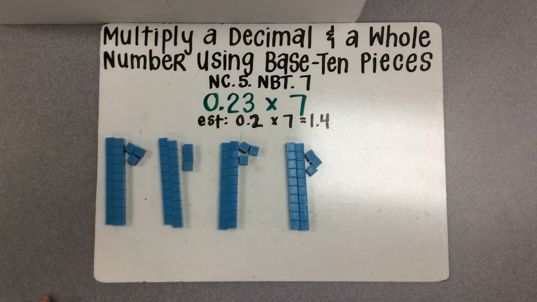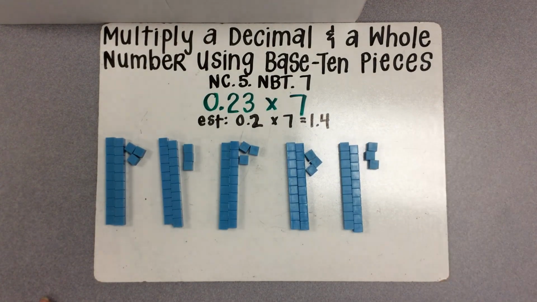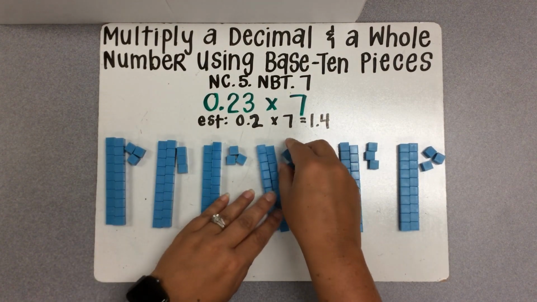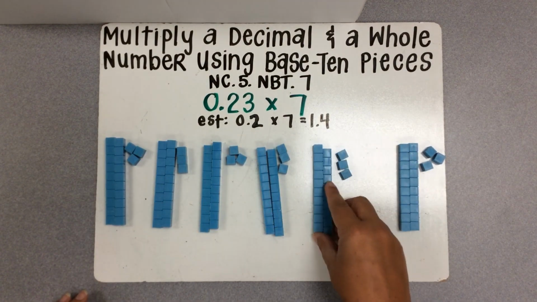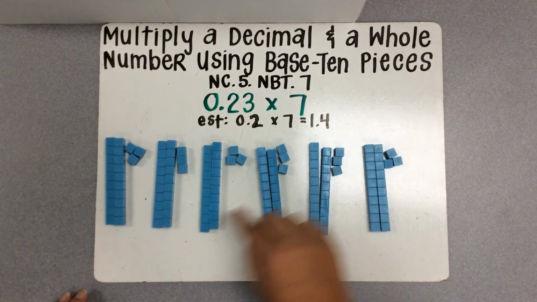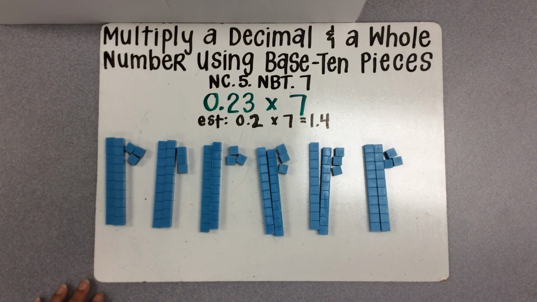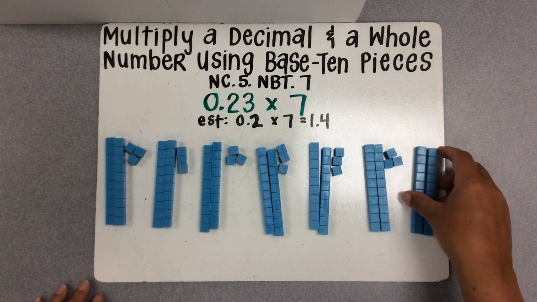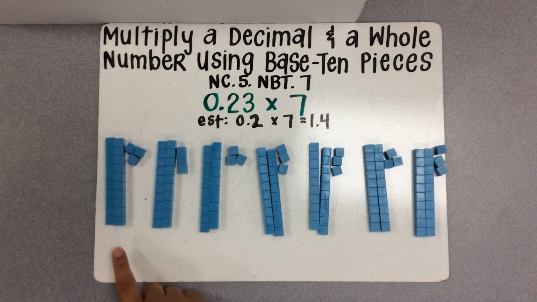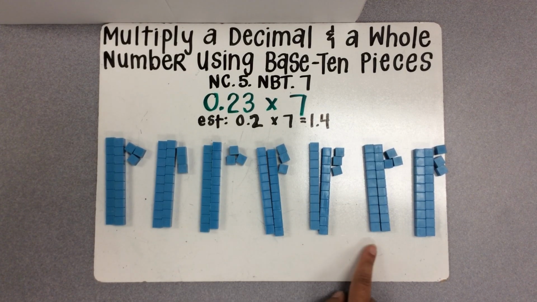4 groups of 23 hundredths, 5 groups, 6 groups. We'll make space for a 7th group here. So I've shown 23 hundredths 6 times, and now here would be 23 hundredths a 7th time. So we have 7 groups of 23 hundredths.